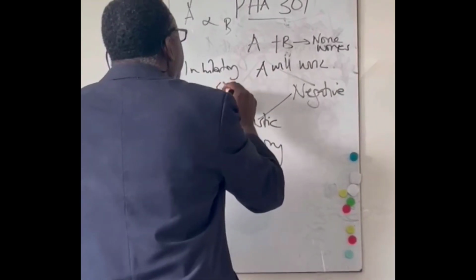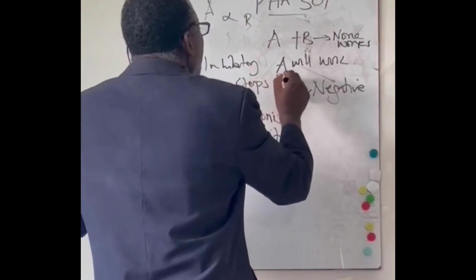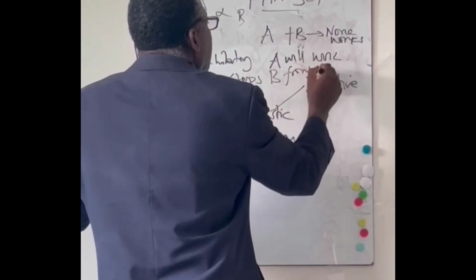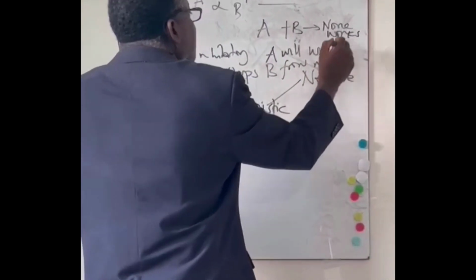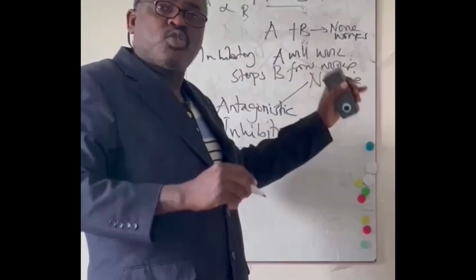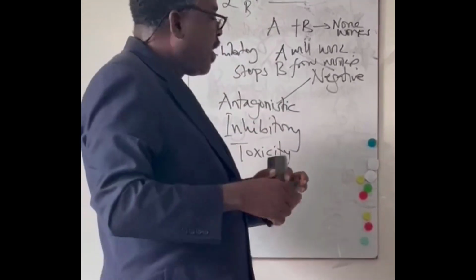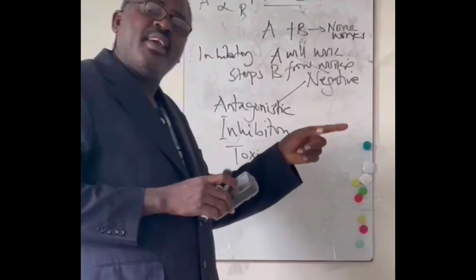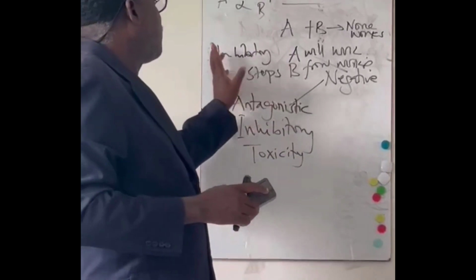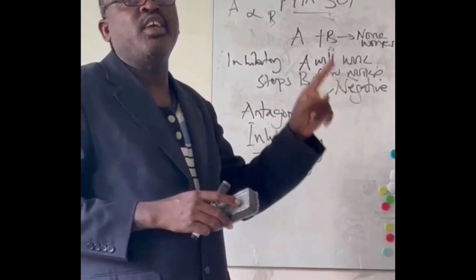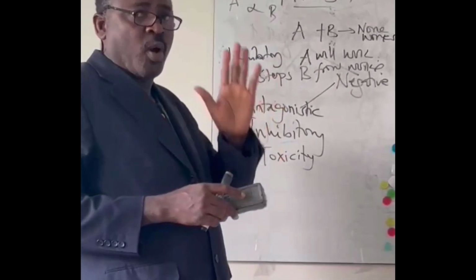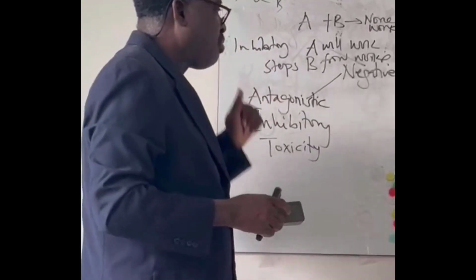It stops B from working. Are you with me? A will work, it stops B from working. So the activity of that A that will stop B from working is what we call inhibitory. It inhibits the action of B from working. That is what that means.